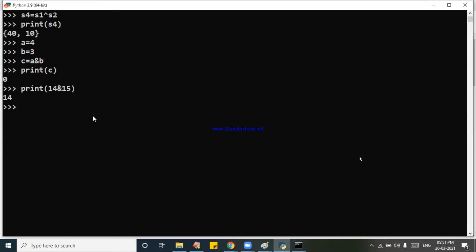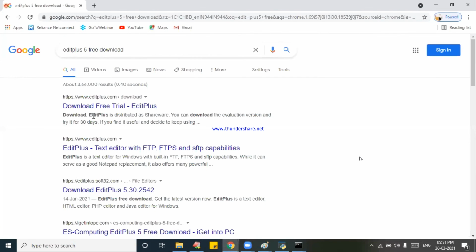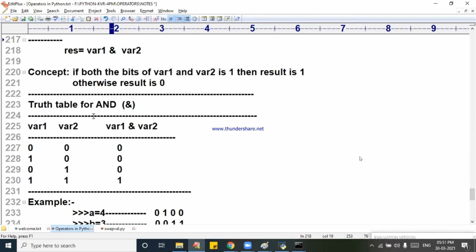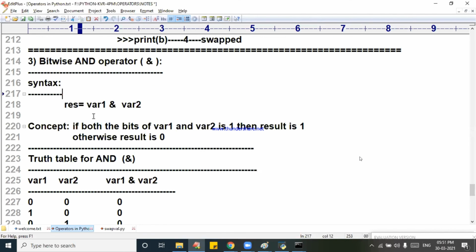Clear or not clear? Yes. Yes. Write down. Take it, ma. Easy. AND operator, bitwise AND operator.